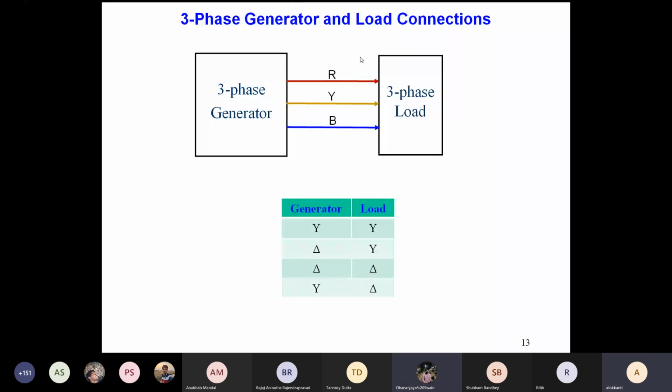How is the circuit completed? How is the circuit closed?